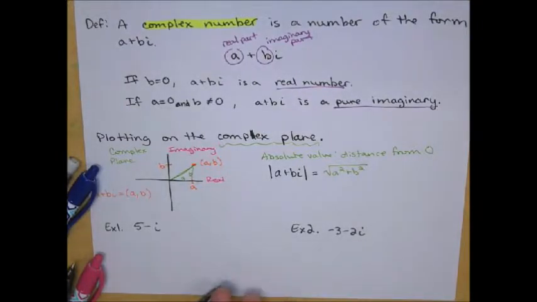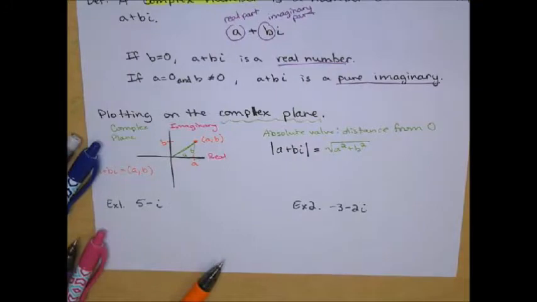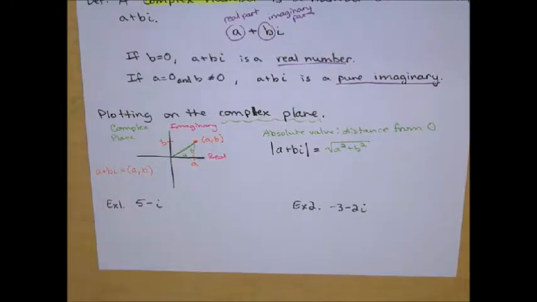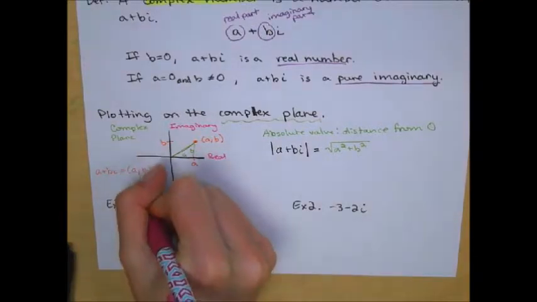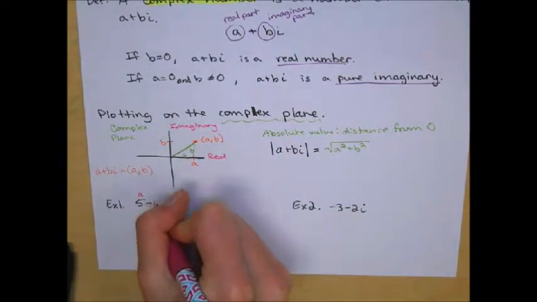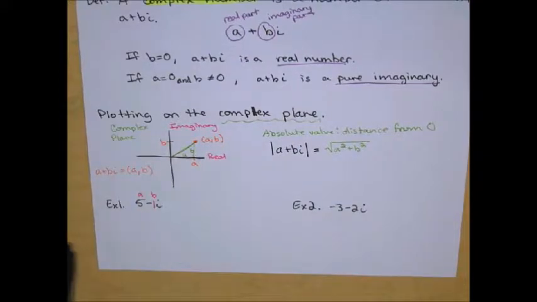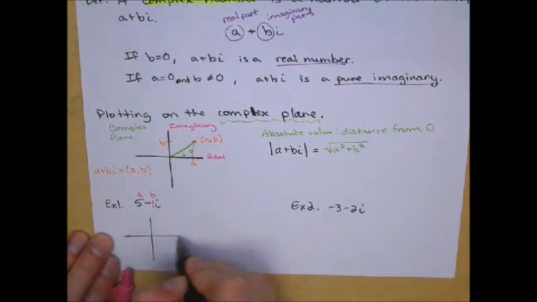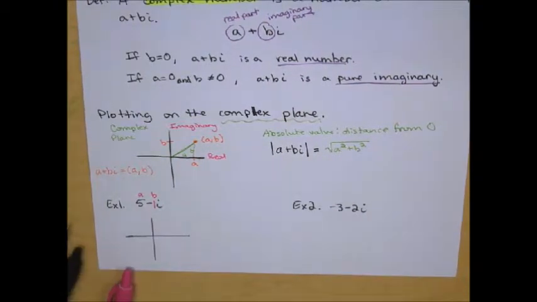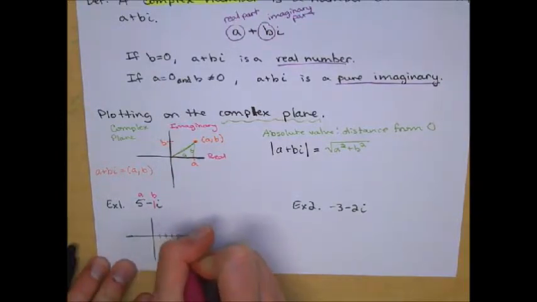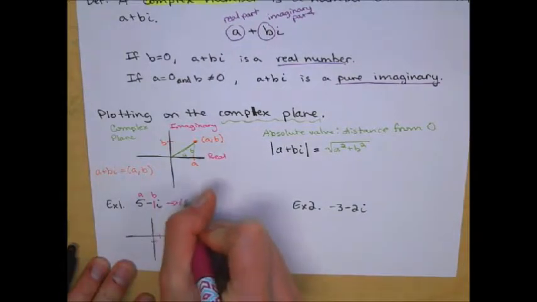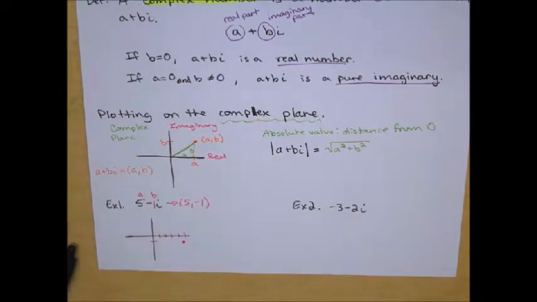Let's go ahead and do two examples. Example 1, 5 minus i. This piece is my a. I have a negative 1. This is my b. Draw our real and imaginary line. Remember, these are not the x and y axis. Count 5 over, 1 down. This is where my point is. So we think of it as the coordinate 5, negative 1.